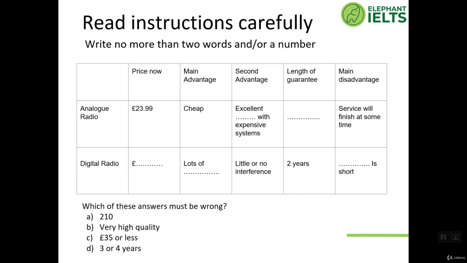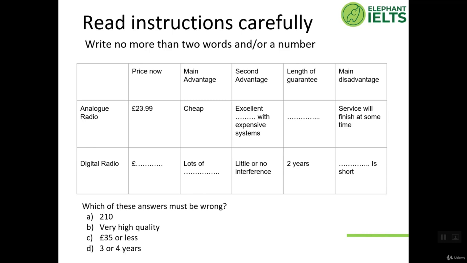Length of guarantee is the title for the next question. So I know I'm listening for a period of time. For the last question, I predict that I'm listening for something bad about the digital radio and that the answer is a singular noun because the question says something is short. Look at these possible answers.